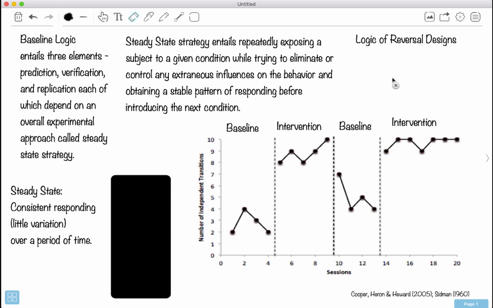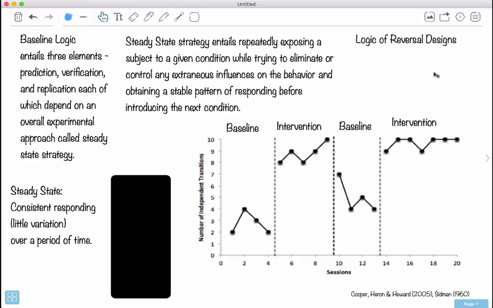Steady state strategy entails repeatedly exposing a subject to a given condition while trying to eliminate or control any extraneous influences on the behavior and obtaining a stable pattern of responding before introducing the next condition. So we want to use steady state strategy as we consider our implementation of our interventions, and you'll need to apply this to your thinking to help inform you when you should move into the next phase of your study with the project that you're implementing this semester.